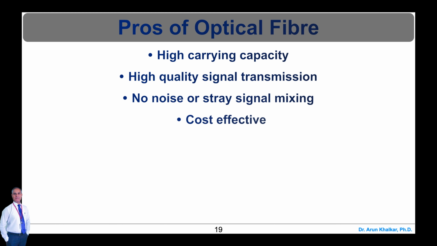Next one is cost effective. Optical fibers are typically made from silica. They are very cost effective as they are manufactured in bulk mass production.